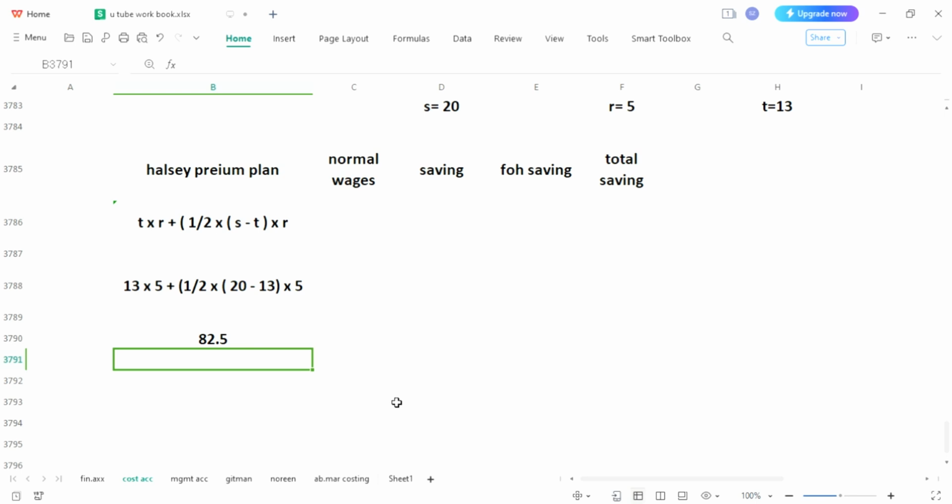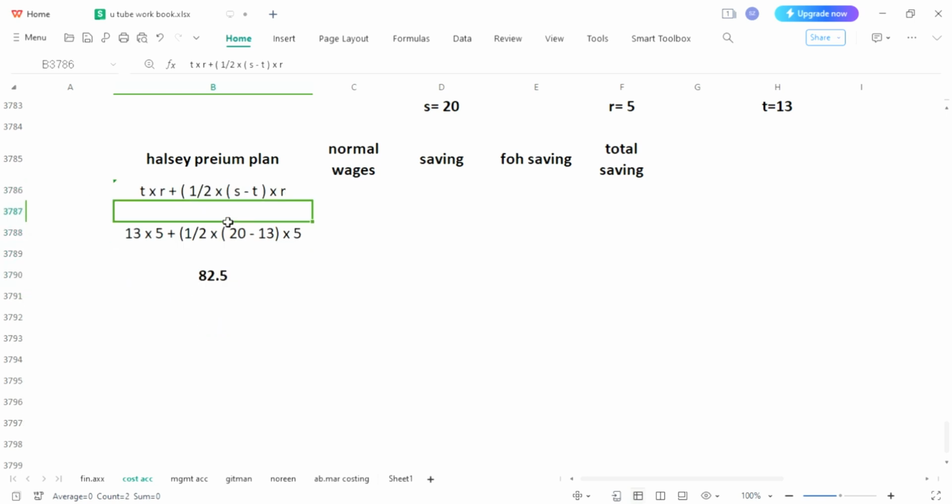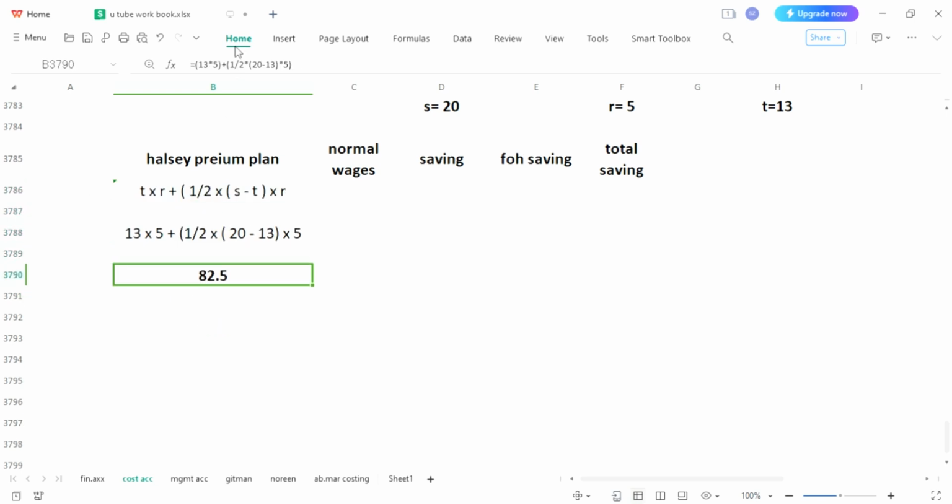So in this way we have got our answer for the Halsey premium method, and this is your answer. Let's highlight it as it was required. Okay, so we have 82.5 by the Halsey premium plan method formula.